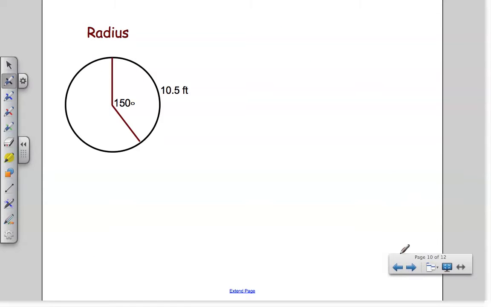Let's try another example where we're solving for an unknown in our arc length formula. Again, remember that arc length is whatever portion that arc is of the circle, so whatever the arc is out of 360 times the total circumference. And it looks like I'm trying to find radius. I have an arc length. This is 10.5 feet. I know the measure of that arc is 150 degrees out of 360.